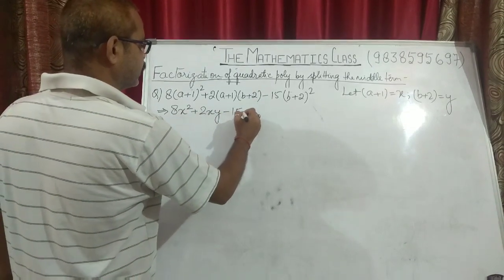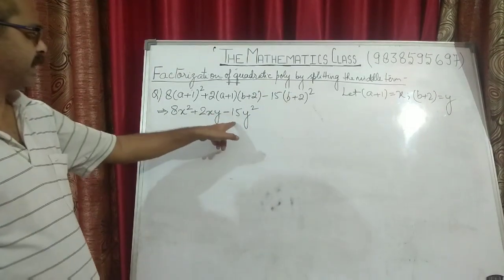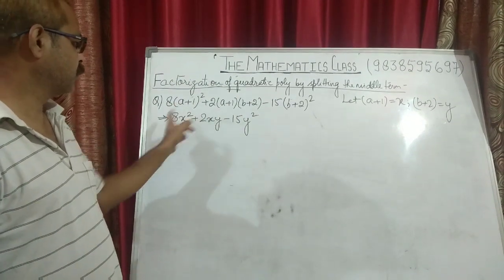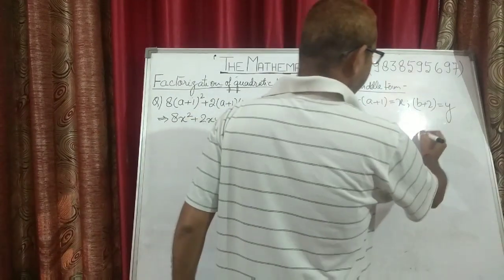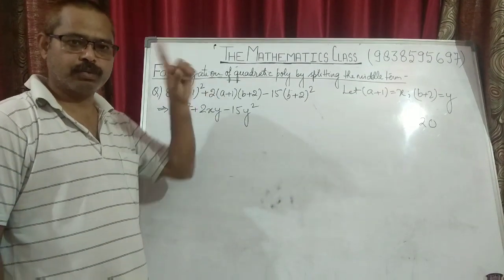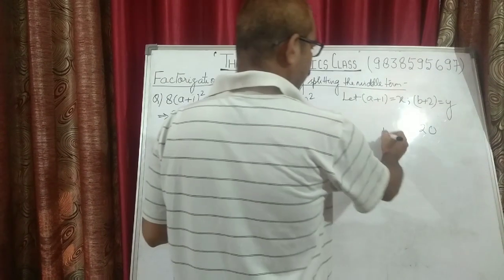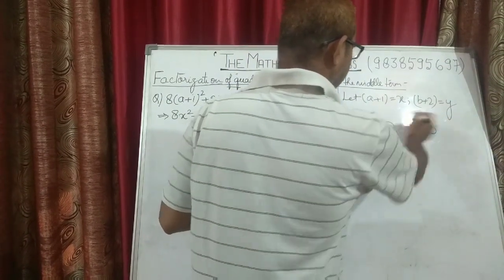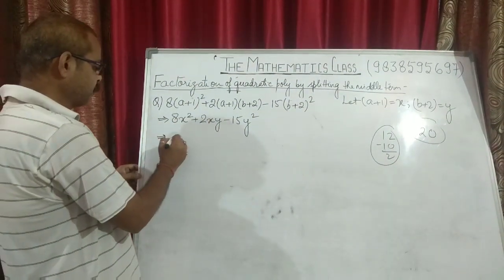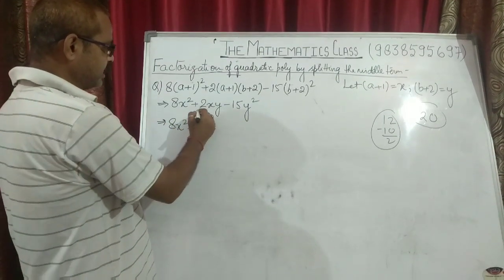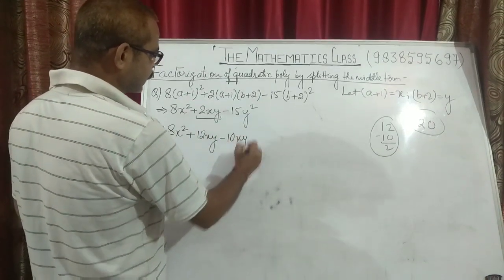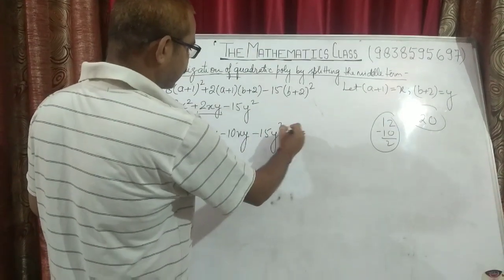Substitute x and y. So this question reduces to 8x squared plus 2xy minus 15y squared. Now 8 and 15 are multiplied, you will get 120. So finally 120 has to be factorized. In order to get 2, you know that 12 into 10 is 120 and 12 minus 10 is 2. It means this 2xy can be written as 12xy minus 10xy. So 8x squared plus, in place of this 2, I am writing 12xy minus 10xy minus 15y squared.